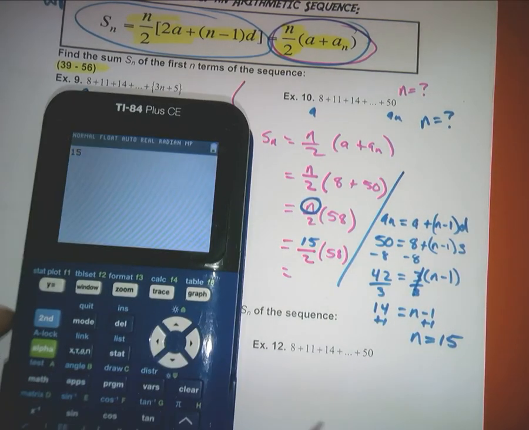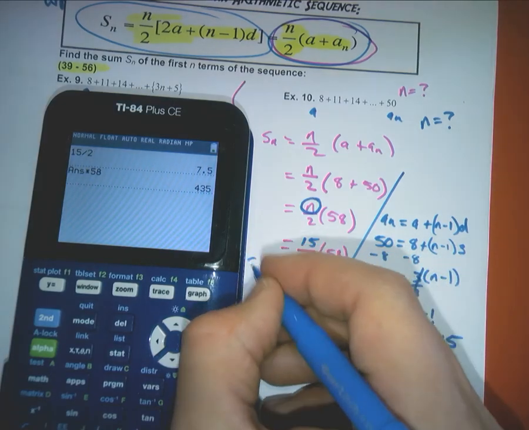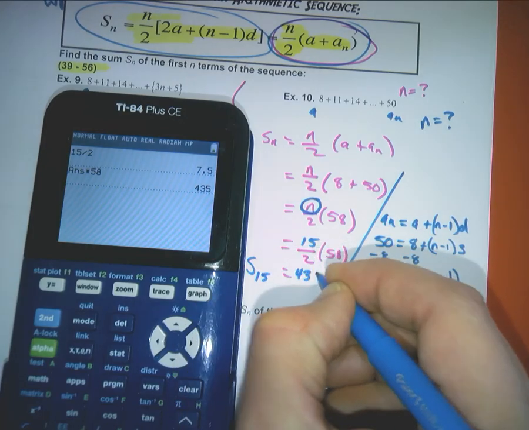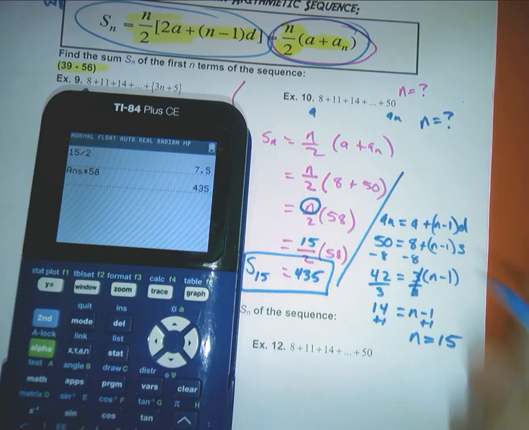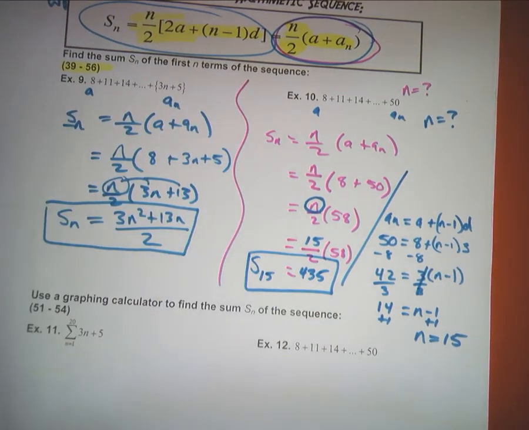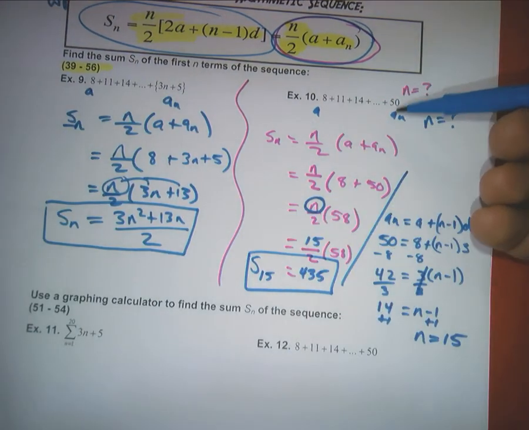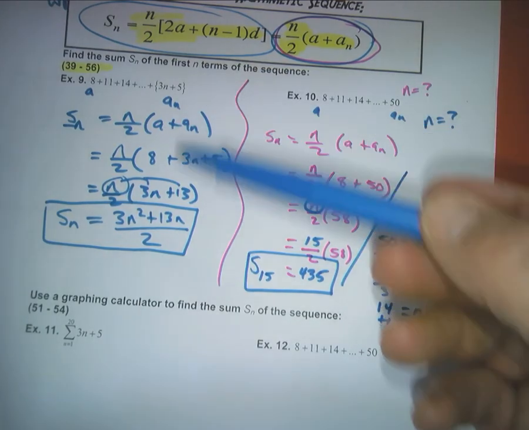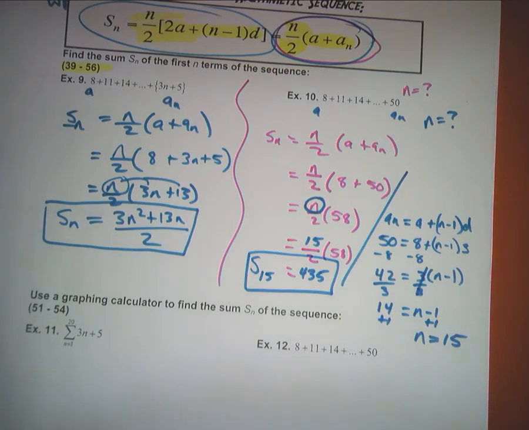So I got 15 divided by 2, press enter, and then I got times 58. So final answer, the sum of the first 15 terms I get is 435. Boom. Look at that. So again, if you have a number here, you should get a number for your answer. If this has an n in it, your answer for sum is going to have an n in it. So easy peasy lemon squeezy.